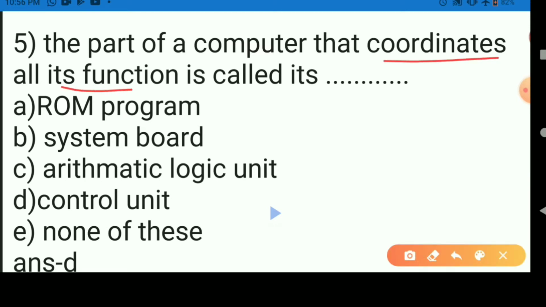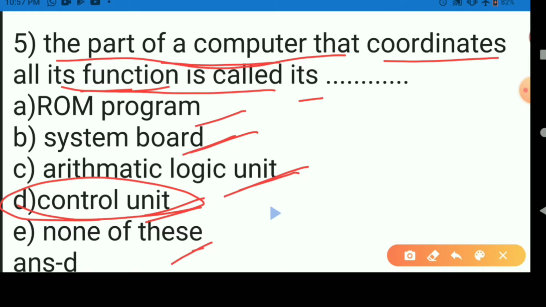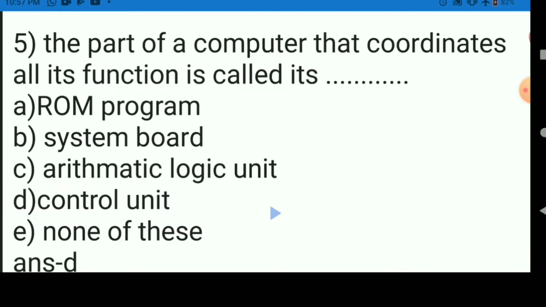Question number 5. The part of a computer that coordinates all its function is called its ROM, program, system board, arithmetic logic unit, control unit, none of these. Right answer is control unit. The part of a computer that coordinates all its function is called control unit.